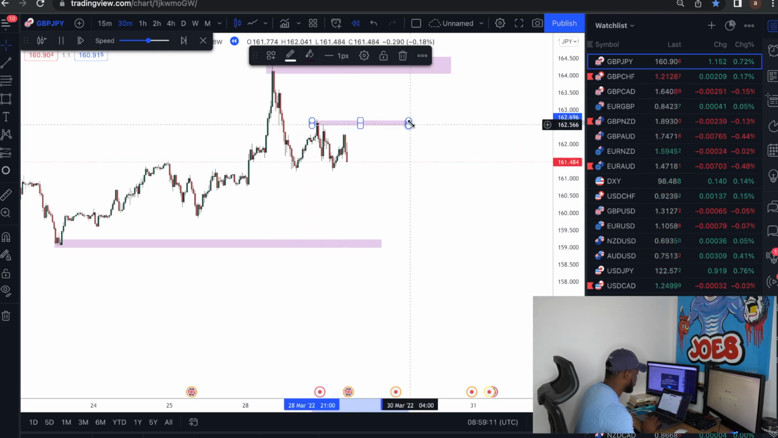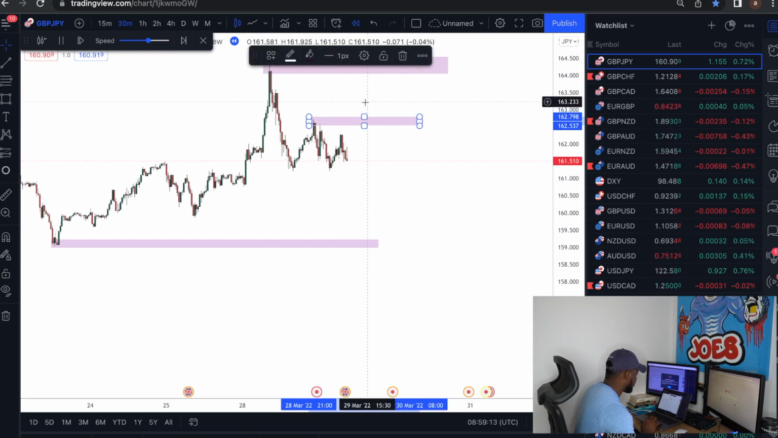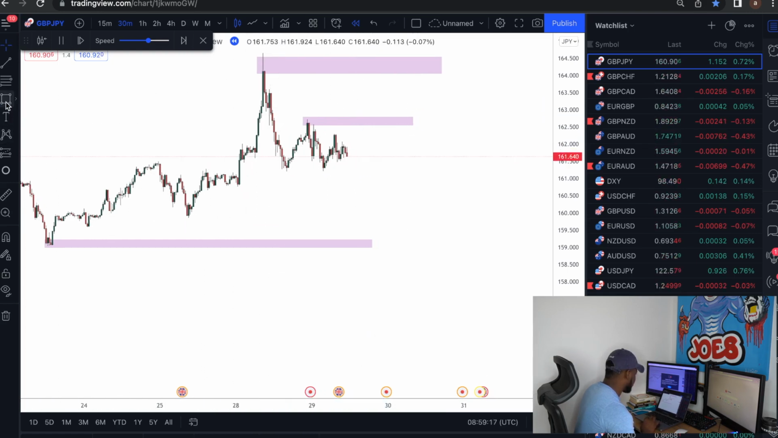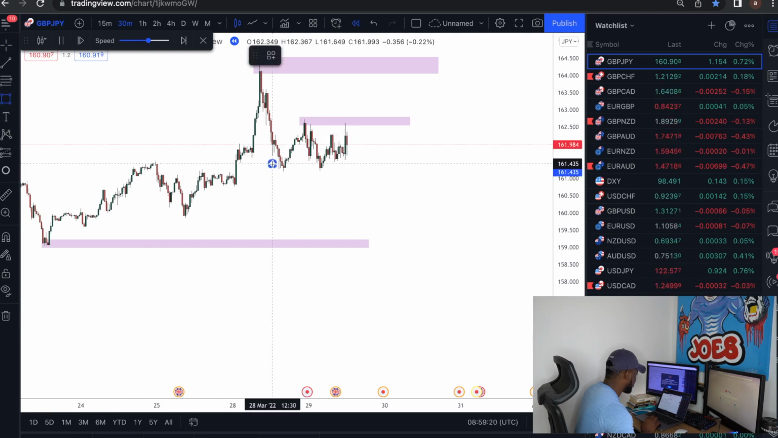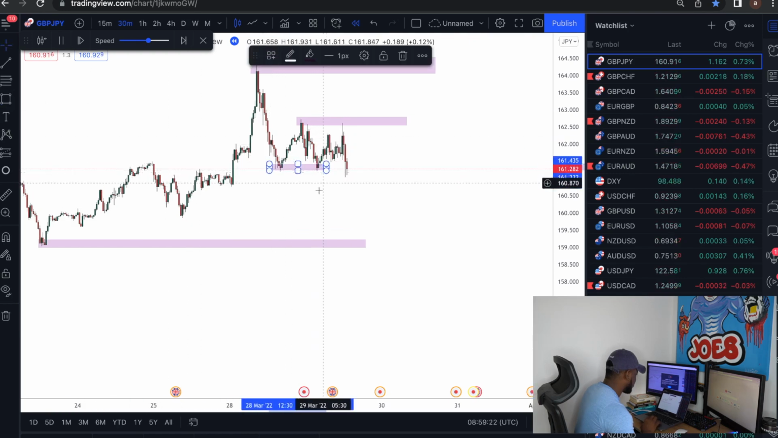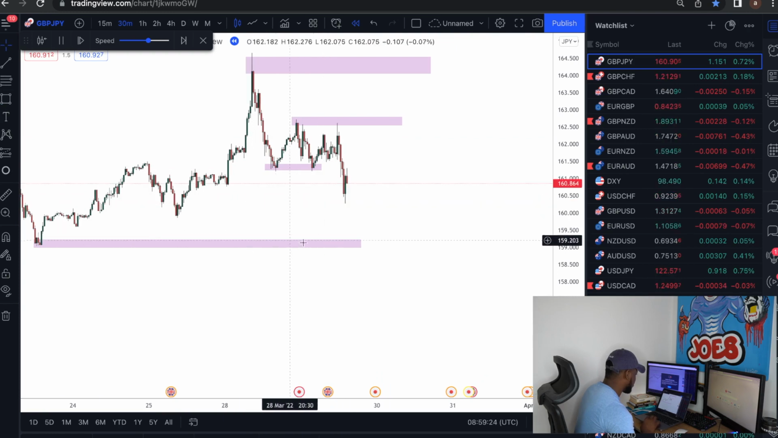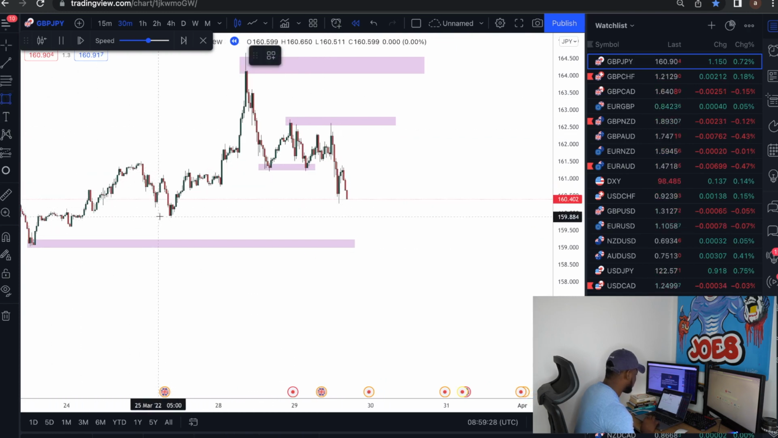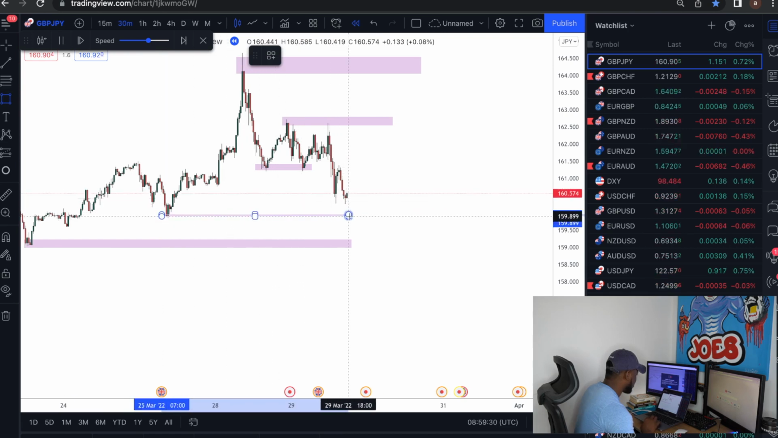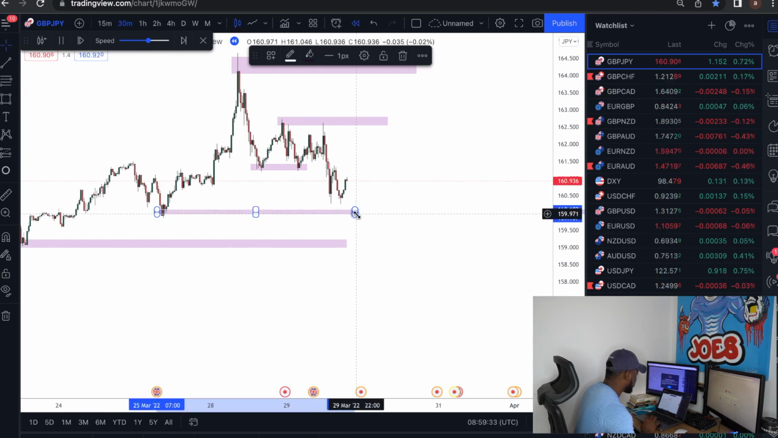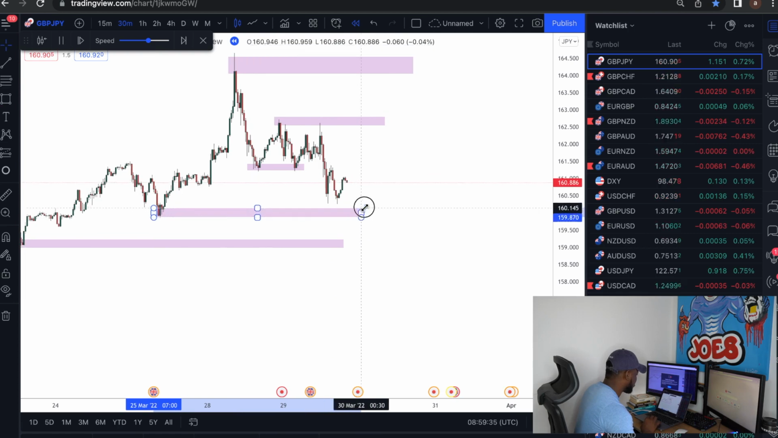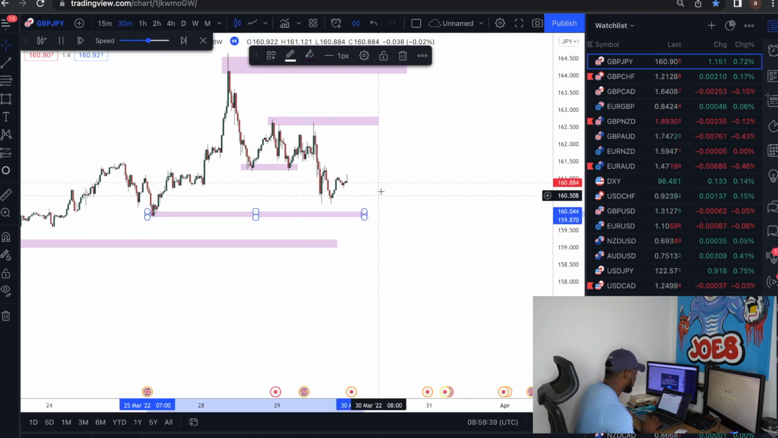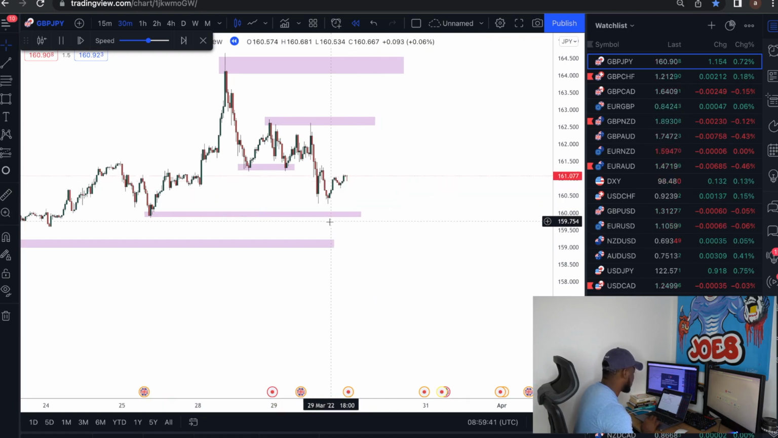So this is what I mean by projection. Always making projections. Can make a projection. Could have made a projection also here, right? So these are easy ways to make projections on the market. Always extending the clear turns of the market into the future, so that when the market approaches those areas, you can be able to make easy predictions.